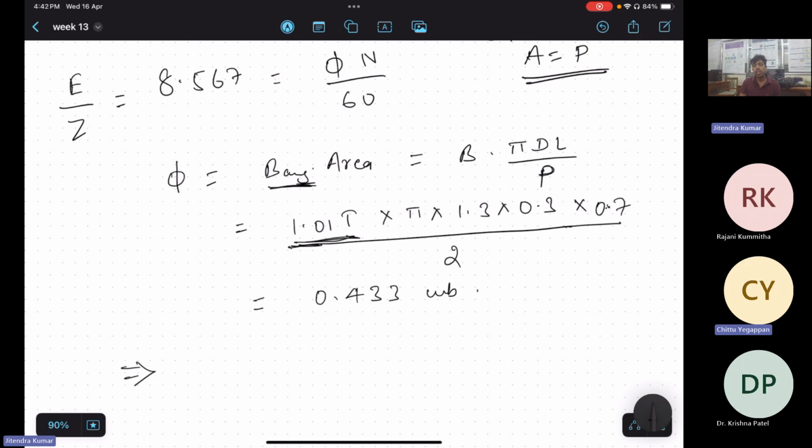Maximum flux density of the core we have to consider, or for the air gap? The flux density for the air gap, yes. So should we use the air gap's flux density only? Yes, sir.